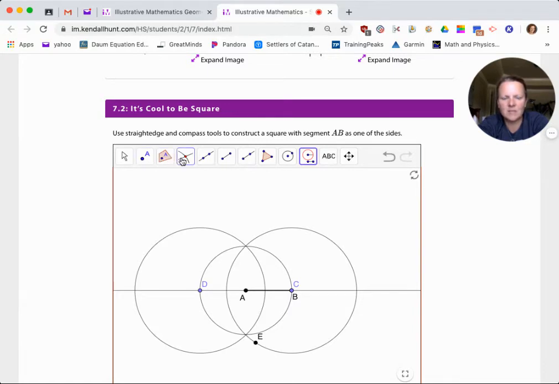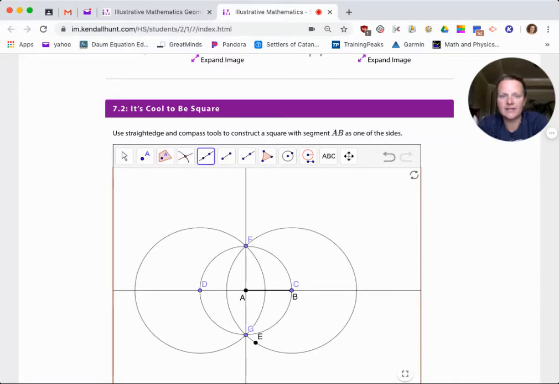So let's mark those intersections of those 2 circles and then draw a line, not a segment, through those intersections. I now have a line perpendicular to line AB through A. Let's do the same thing. Okay, so now I want to make a line perpendicular to AB through B.